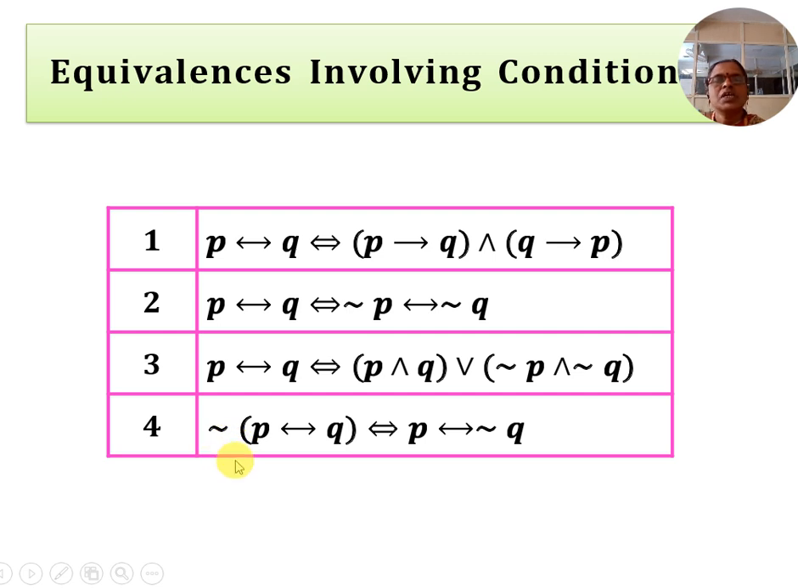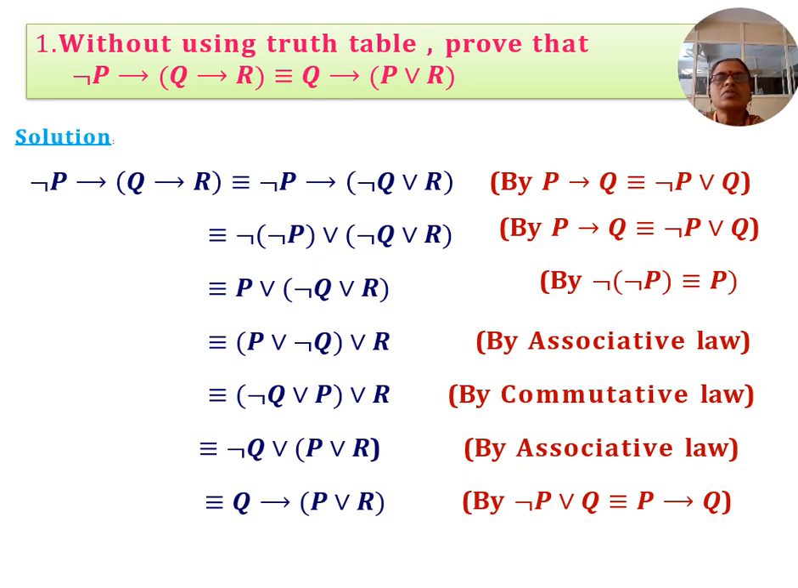Equivalences involving biconditional. P if and only if Q is equivalent to P implies Q and Q implies P. P if and only if Q is equivalent to negation P if and only if negation Q. P if and only if Q is equivalent to (P and Q) or (negation P and negation Q). And negation of (P if and only if Q) is equivalent to P if and only if negation Q. We can use all the laws for proving the equivalence of propositions without using a truth table.